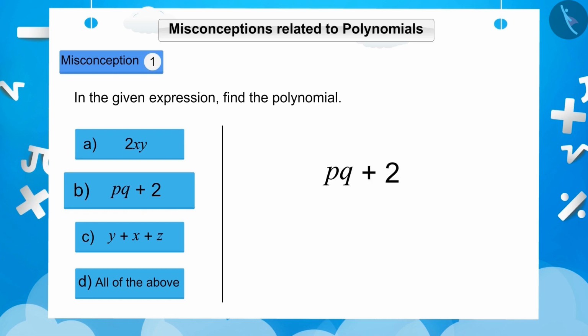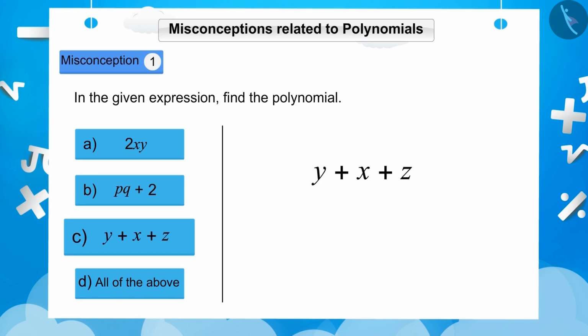B. pq plus 2. If you observe option B, you will find that this expression pq plus 2 has 2 terms. So this is a binomial. Hence, it will also be a polynomial as it has more than one term. C. y plus x plus z. If you observe option C, you will find that this expression y plus x plus z has 3 terms joined together. Hence, this is a trinomial and it is also a polynomial.